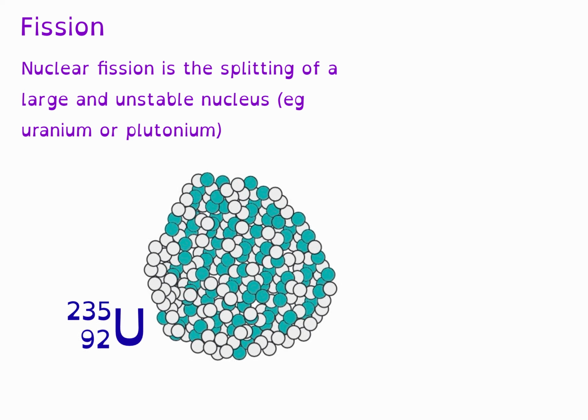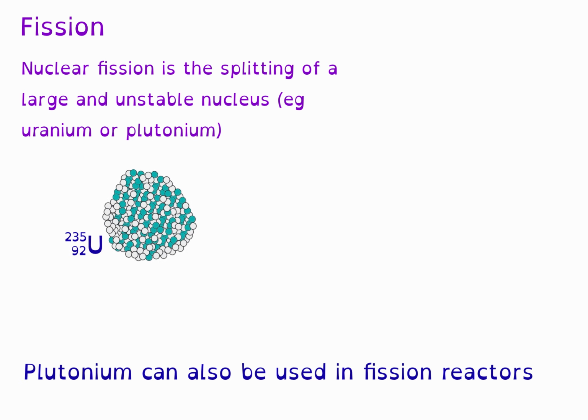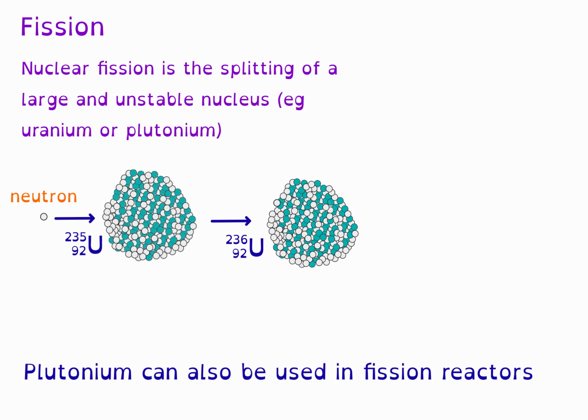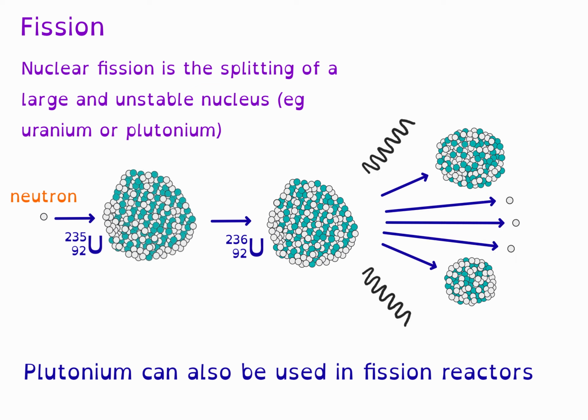In this example, a fissionable isotope of uranium is used, but you also need to know that plutonium is used as a nuclear fuel. When uranium-235 absorbs an extra neutron, it becomes uranium-236. This isotope is so unstable that the nucleus splits apart. From this split, several things are emitted: 2 smaller nuclei, roughly equal in size, 2, sometimes 3 neutrons, and gamma rays.